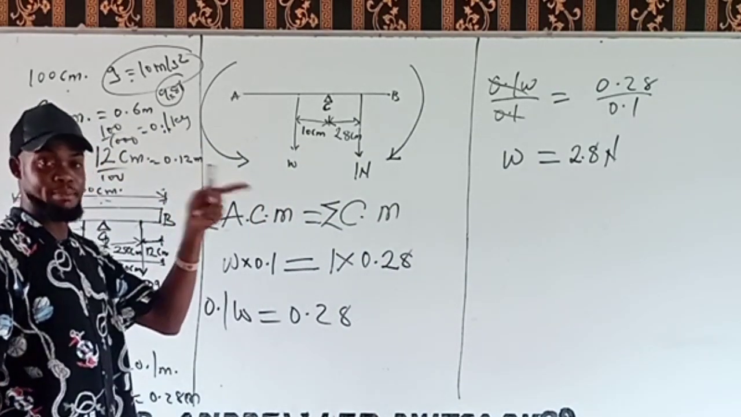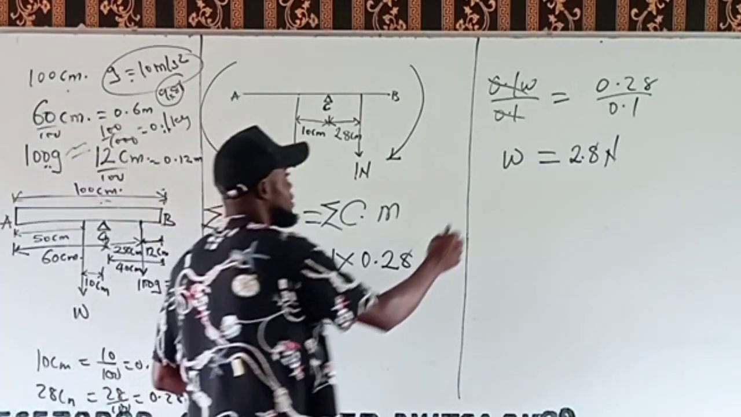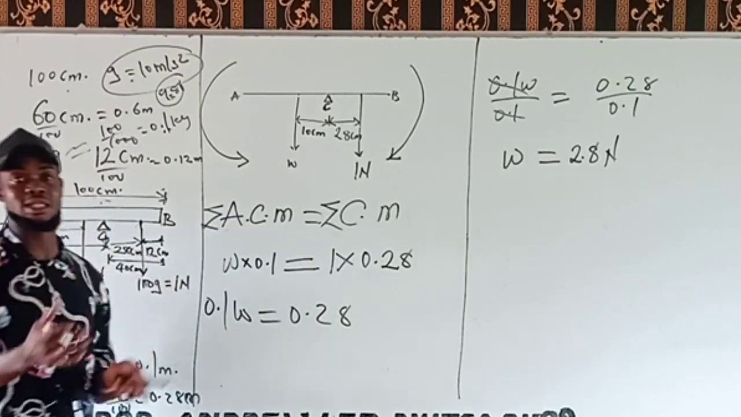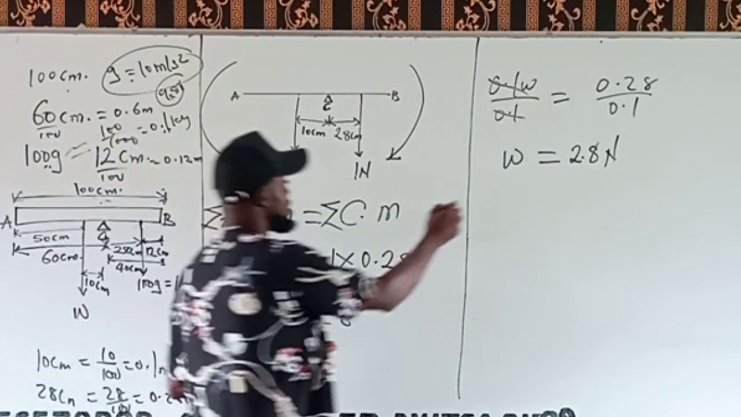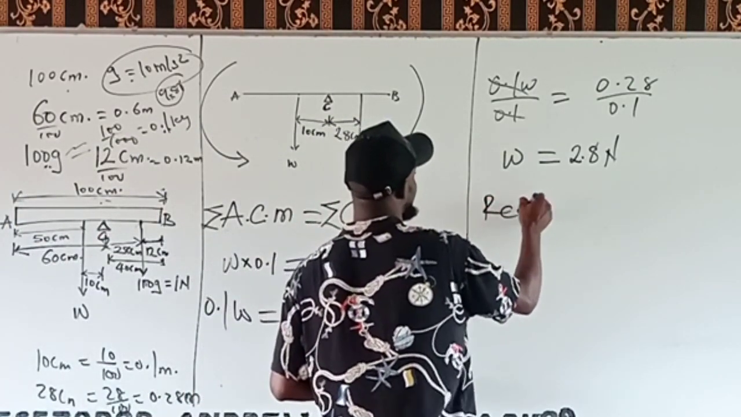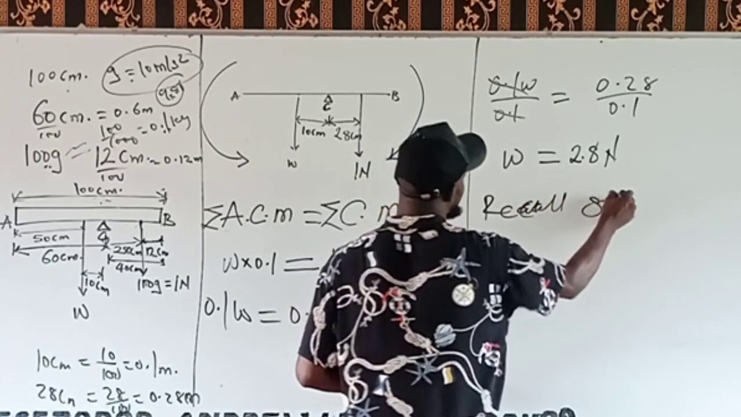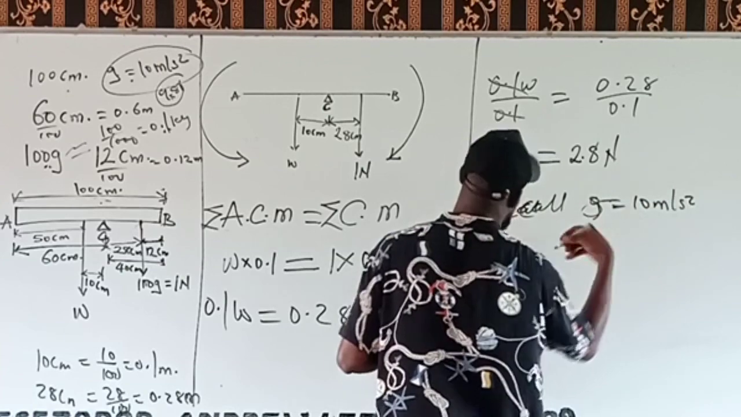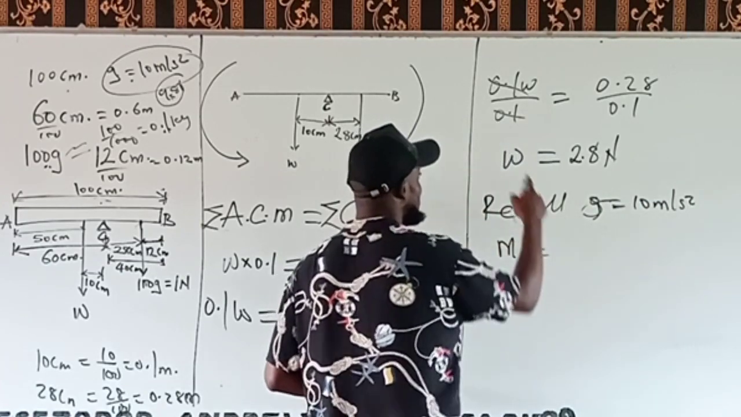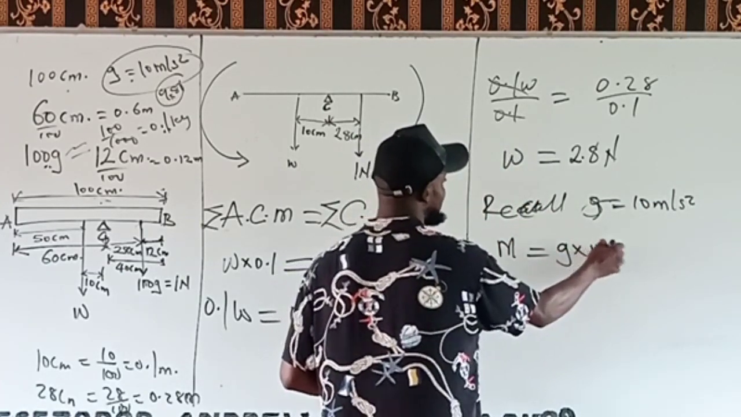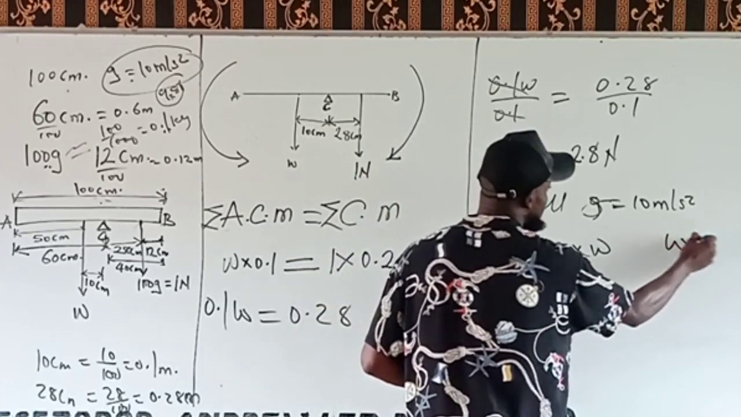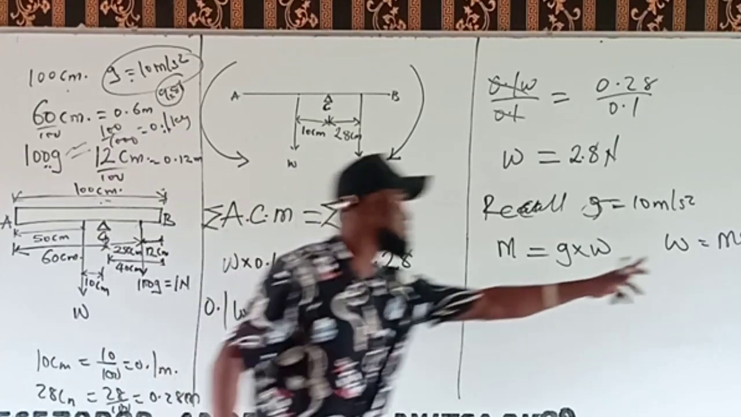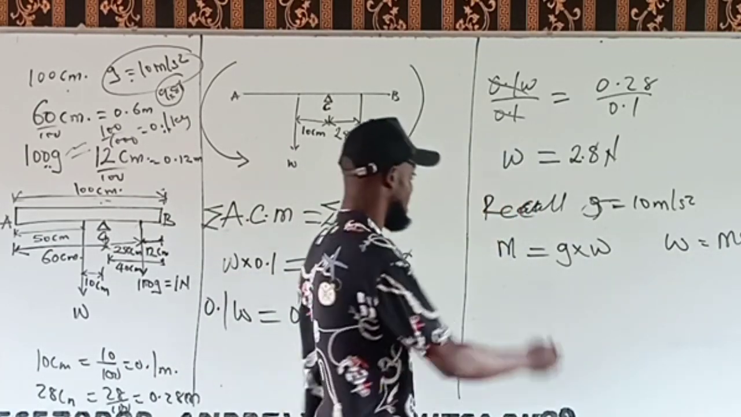Now, to get the mass, remember g. To get the mass of the meter rule, we are getting the weight of the meter rule. If you have gotten weight, to get mass is very simple. Remember we are using g. Recall that g, gravity, was 10 meters per second squared. Weight is set as mg. So to get mass now, divide the weight by g. That will give you the mass.